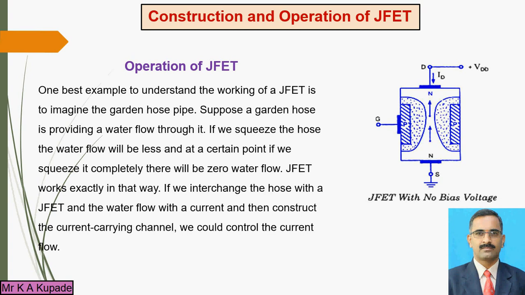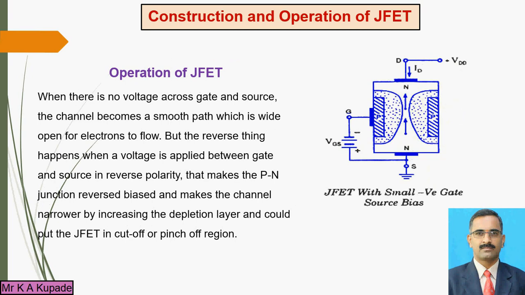And the conventional current is flowing from the positive VDD towards the source, that means from the D terminal to the S terminal as the ID. Now, as I gave that example, likewise we will discuss once again the operation of this particular JFET, but in this case we are applying some voltage to the gate terminal.